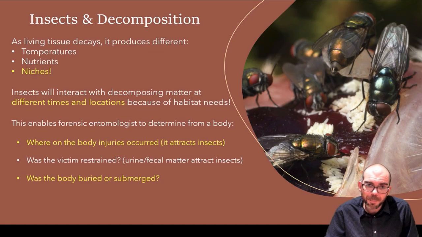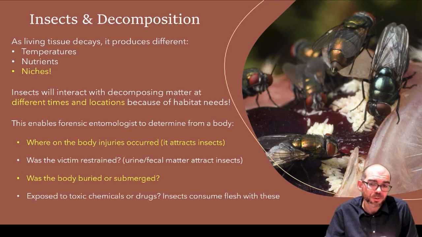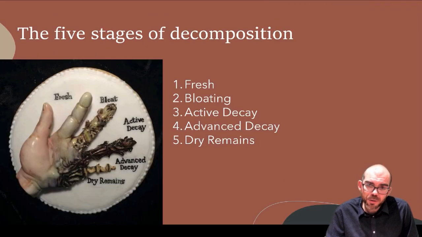And was the body buried or submerged? That's going to determine what insects can reach it and which ones can't. So if I find a certain type of burrowing insect that I know likes decaying matter, there might be a body buried nearby. And also, what was their exposure to toxic chemicals or drugs? As insects eat decaying matter, they're going to also be eating any of the substances such as drugs that are in that body. So let's first understand decomposition before looking how insects interplay at each phase.